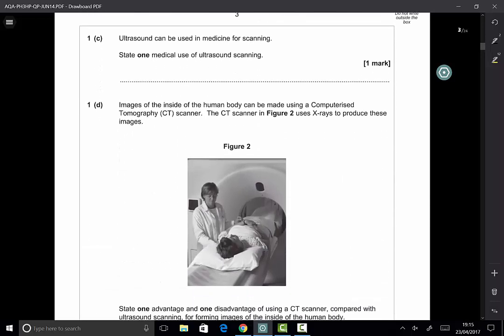Ultrasound can be used in medicine for scanning. State one medical use of ultrasound scanning. Well, the one that everyone knows there is fetal scanning. Pregnancy scans would get the mark as well.